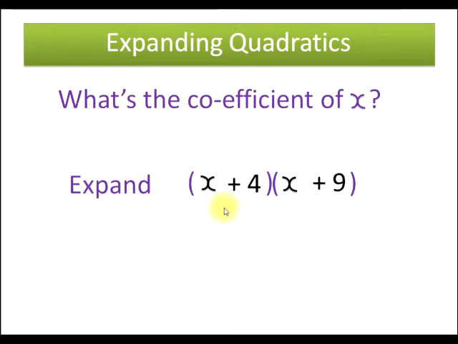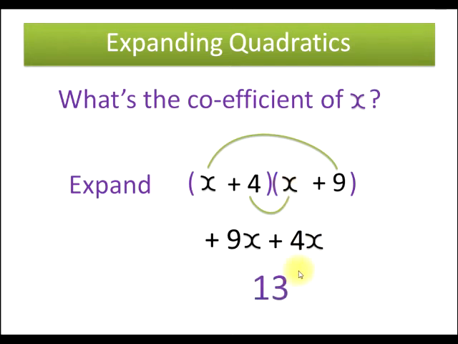So if I do the first term, the x multiplied by 9, it will give me an answer of x's. So that will give me 9x, and this one will give me 4x. 9x and 4x is 13 x's. So the coefficient of x would be 13. So I should really write 13x, but the coefficient would be 13.